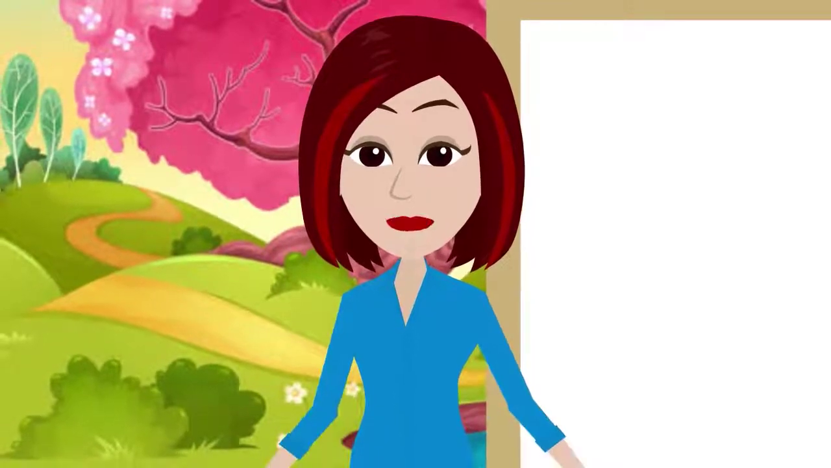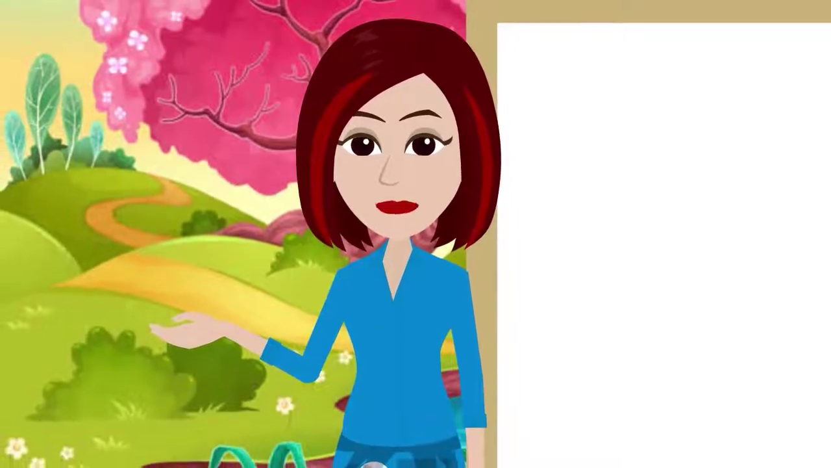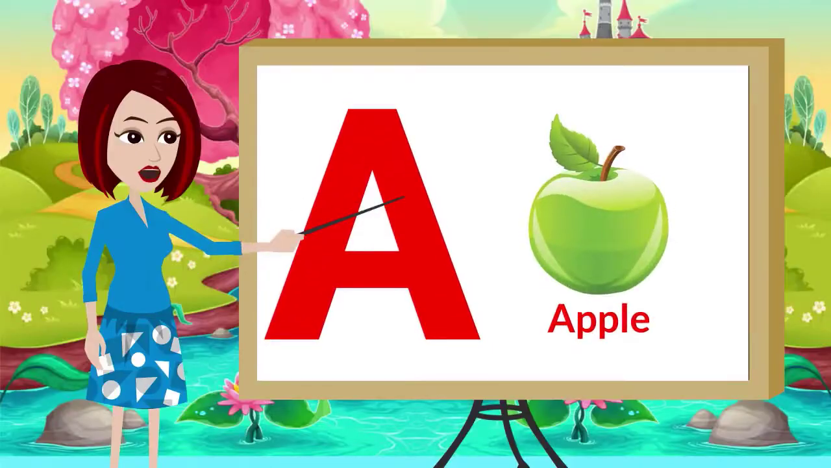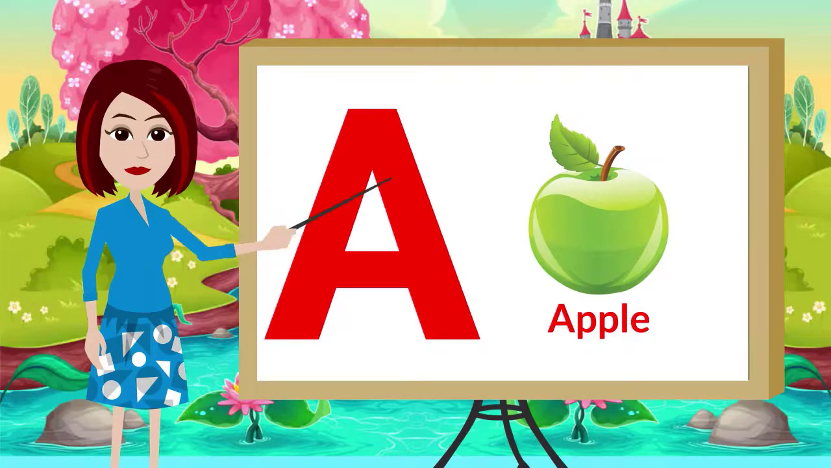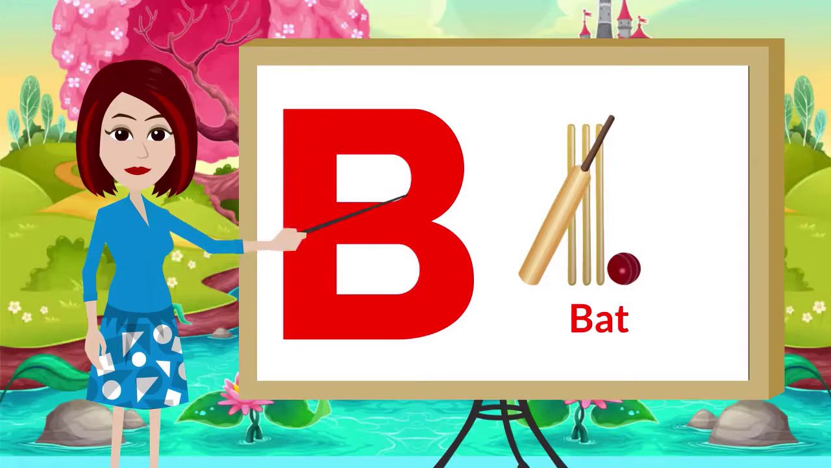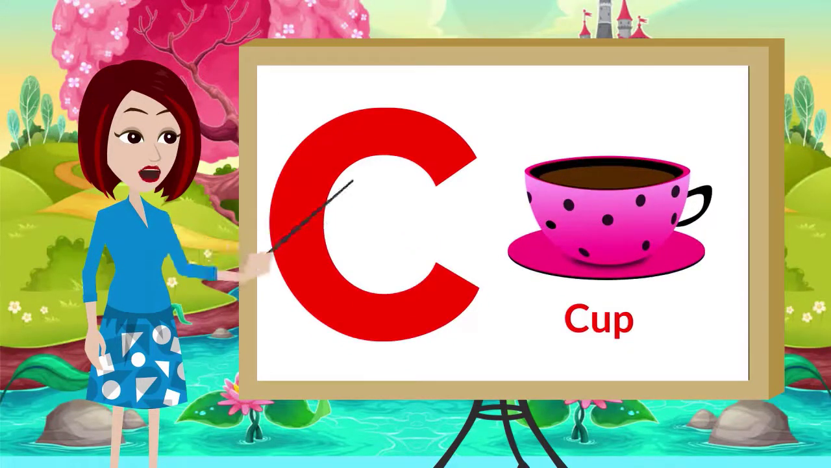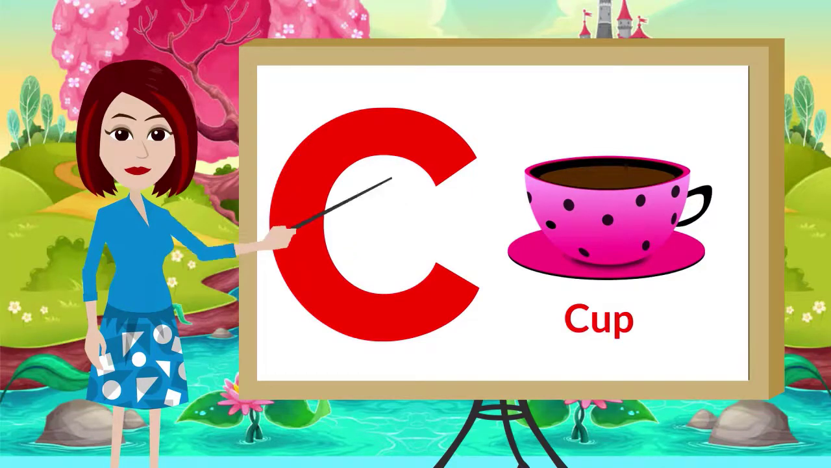Today I will teach you how to spell from A to Z. Let's get start our class today. A for apple. B for bat. C for cup.